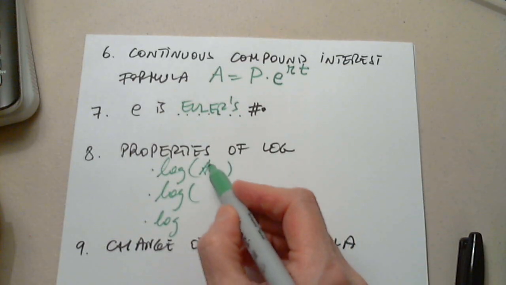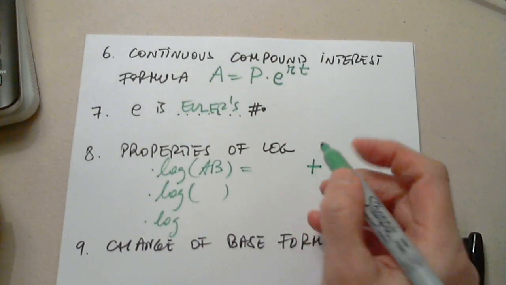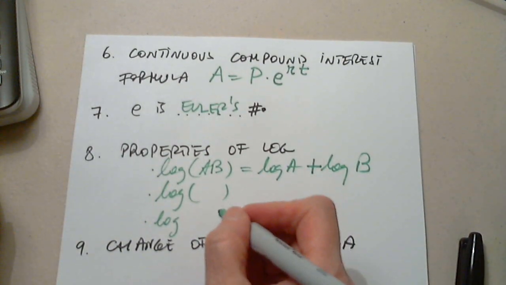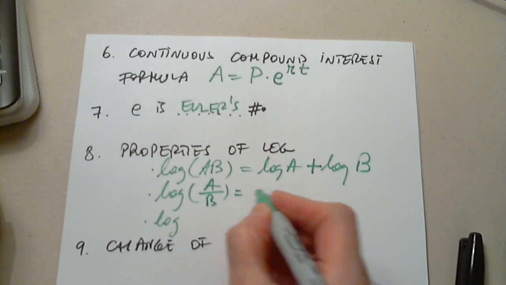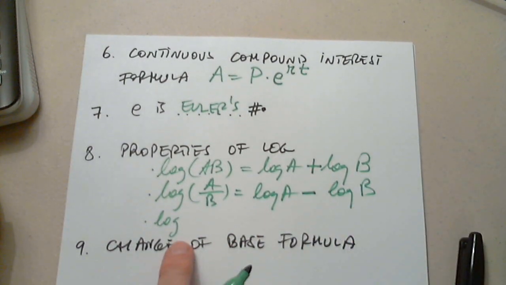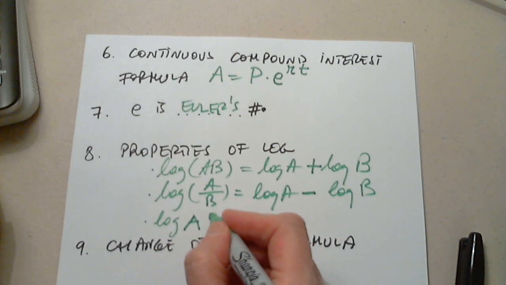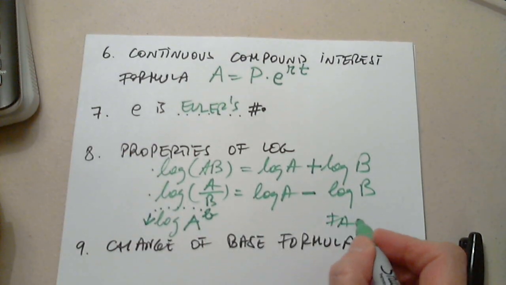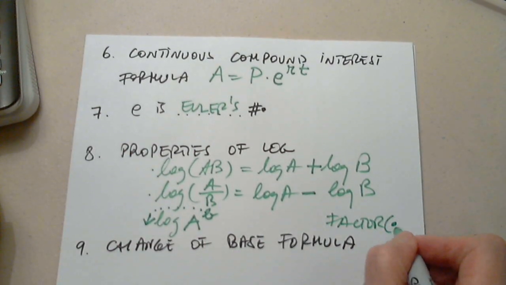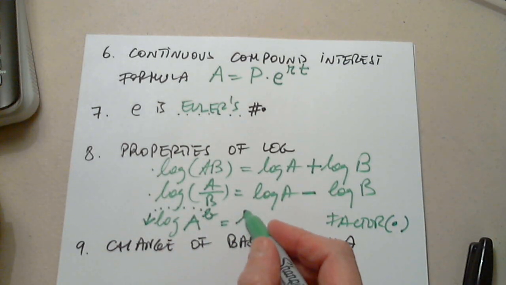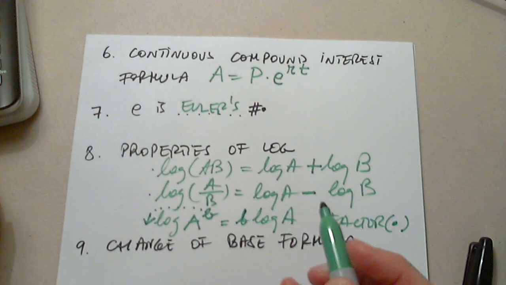Properties of log. Log of A times B equals log A plus log B. That's it. Log of A divided by B equals log A minus log B. Excellent. And the last one, let's say A to a power, whatever the power is. This number goes in front as a factor. By factor, we mean multiplication, not addition, subtraction, division. Would it be b log a? That's it. Awesome. Thank you so much.